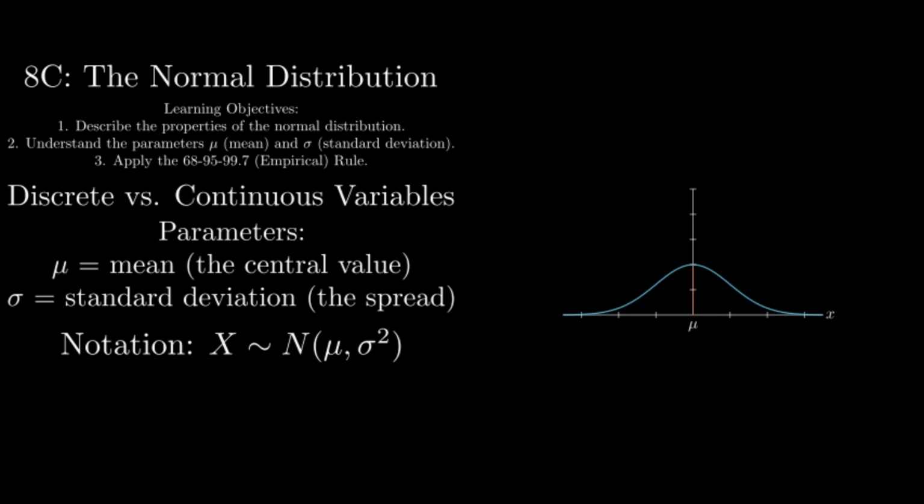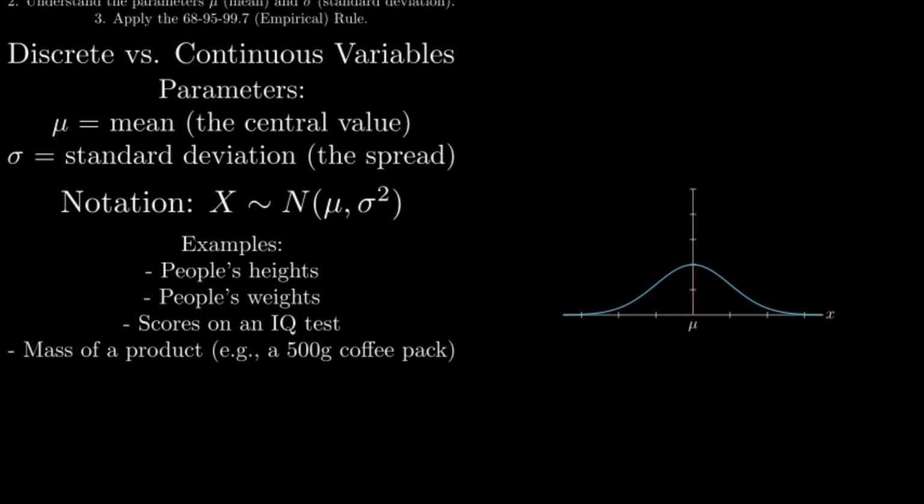This distribution is incredibly common in the real world. Many things naturally follow this pattern. For instance, people's heights and weights, scores on standardized tests like the IQ test, and even the precise mass of products coming off a production line tend to be normally distributed. So to recap, the normal distribution is a symmetric, bell-shaped curve for continuous data, defined by its mean and standard deviation. Now let's see what we can do with that.